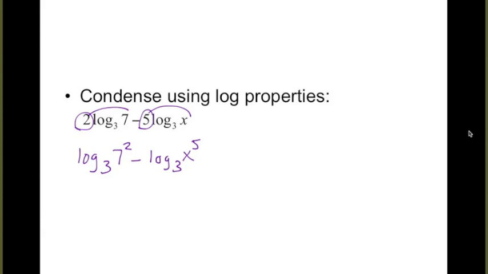Then the second property that I said we would take care of is taking care of any addition and smushing it together as a multiplication. But we don't have any additions in this problem, so we don't take that step. So the only other thing we have left is a subtraction. And the subtraction will become a division. Whatever the subtracted one is will go to the bottom. There's a little bit of arithmetic we can do here and say that it's 49 over x to the 5th.